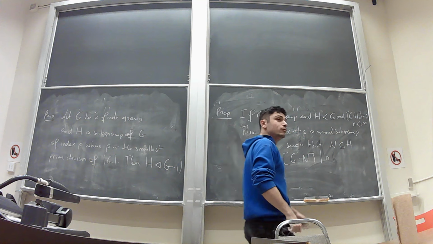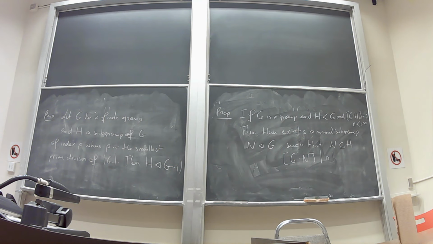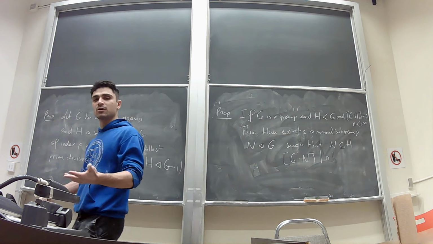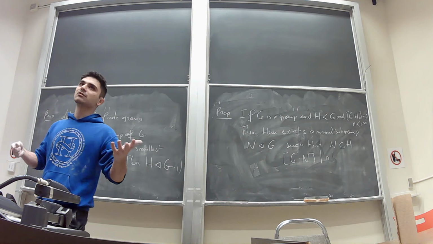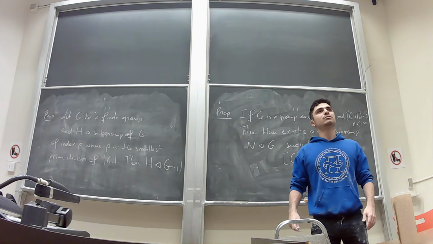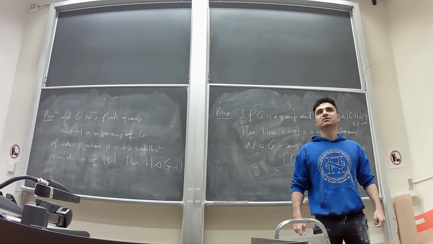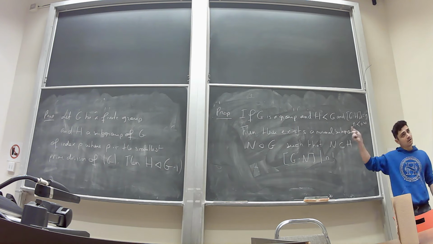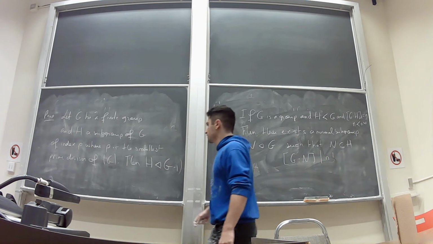So say you have a group of order, I don't know, 27. What's the smallest prime divisor of 27? 3. And you have a subgroup of index 3, then this subgroup is normal. This generalizes what we did with subgroups of index 2. If you have a subgroup of index 2 and the group is finite, this means that 2 divides the order of the group, and 2 will be the smallest prime divisor. So this generalizes what we have done before, and we'll prove this using the coset representation.